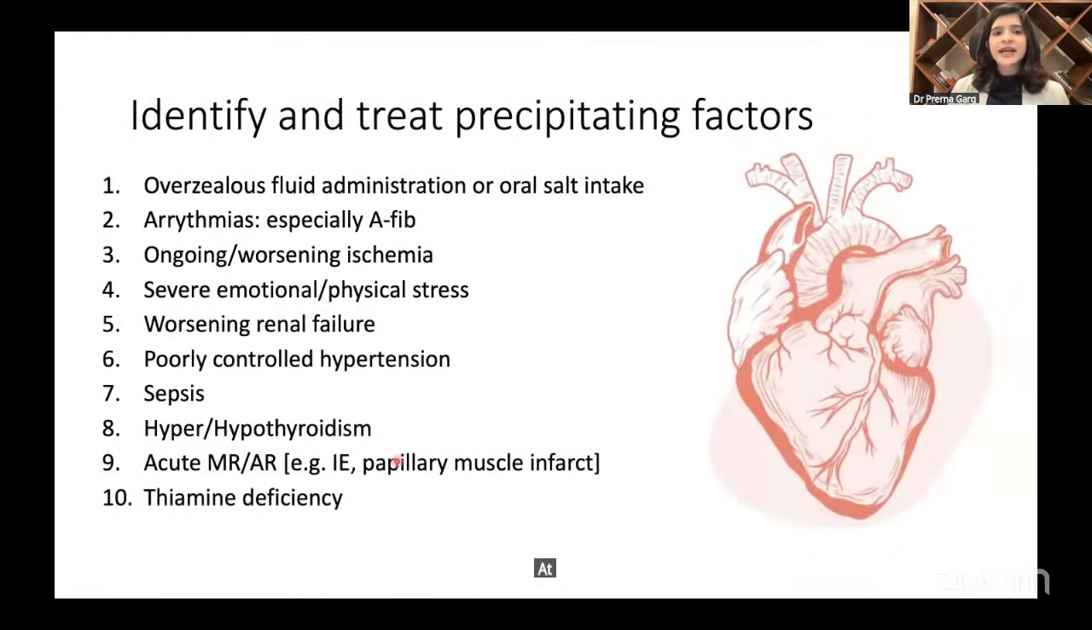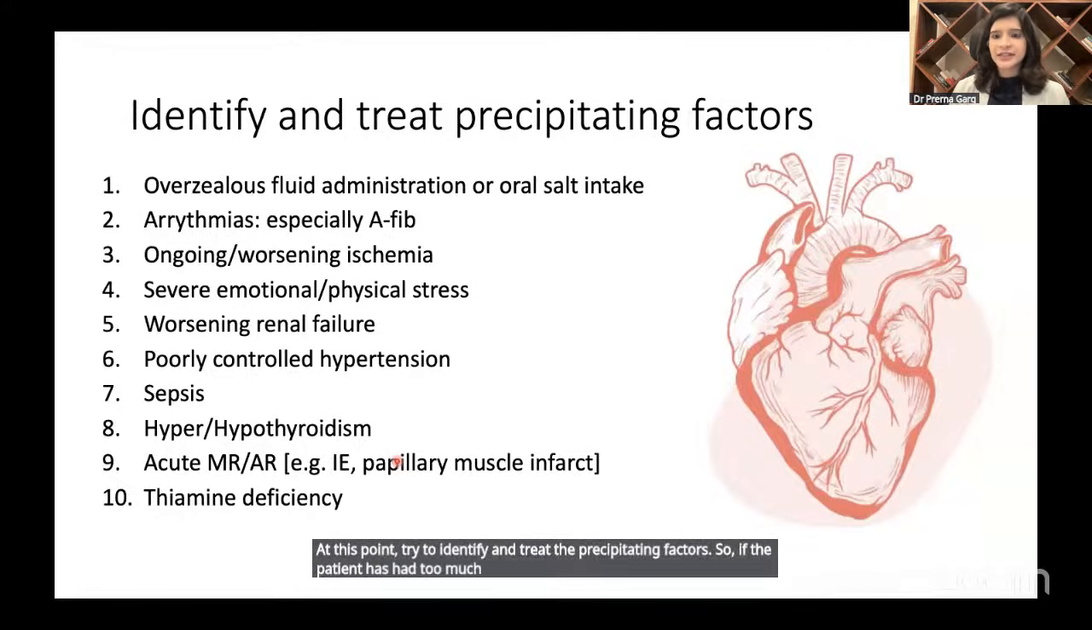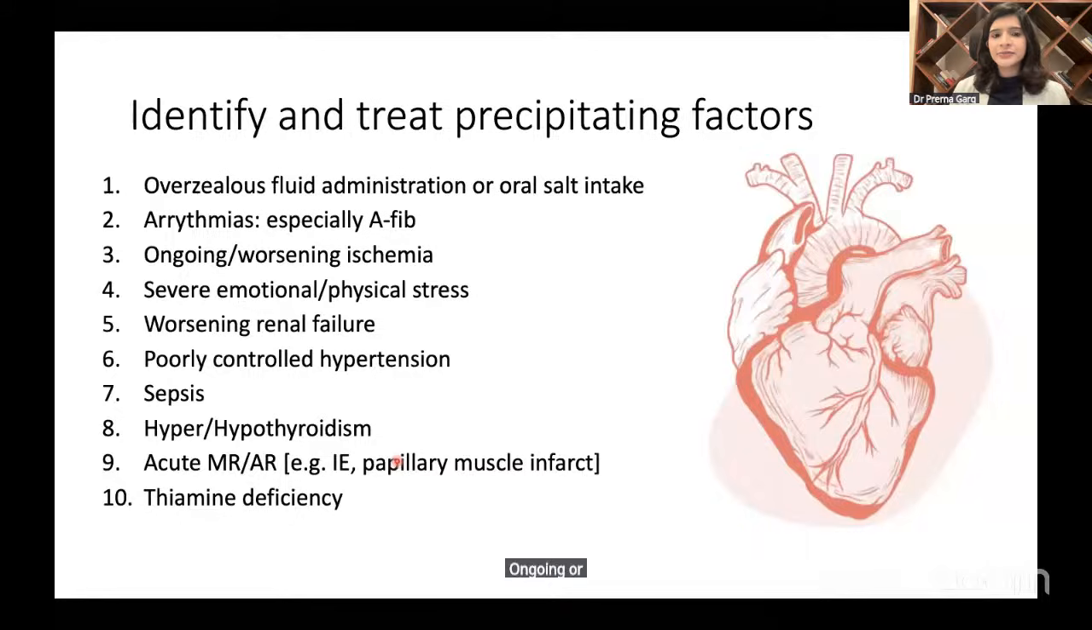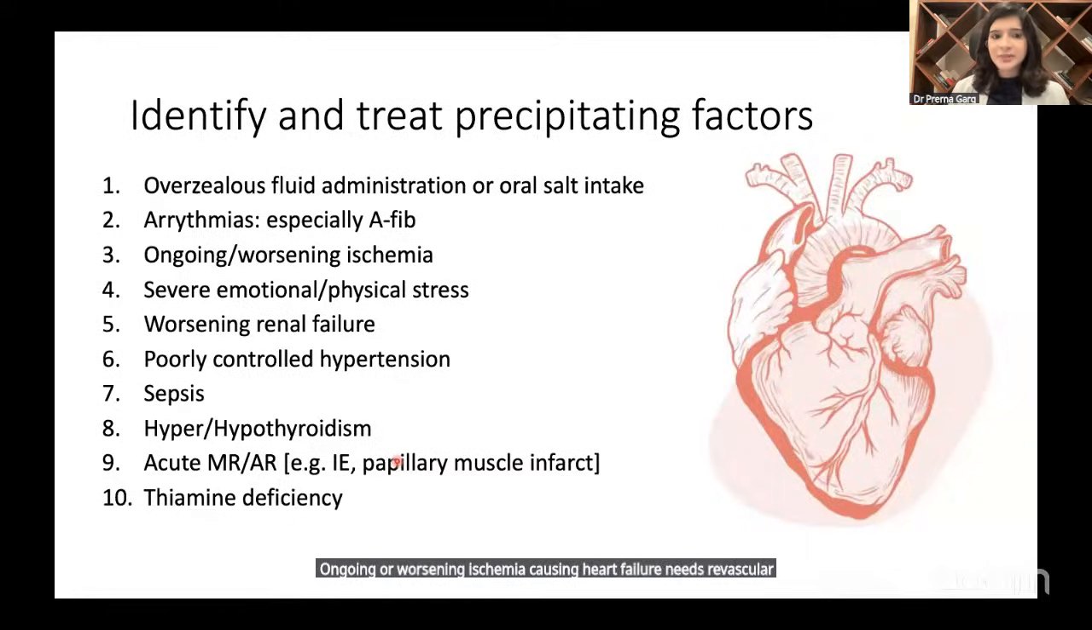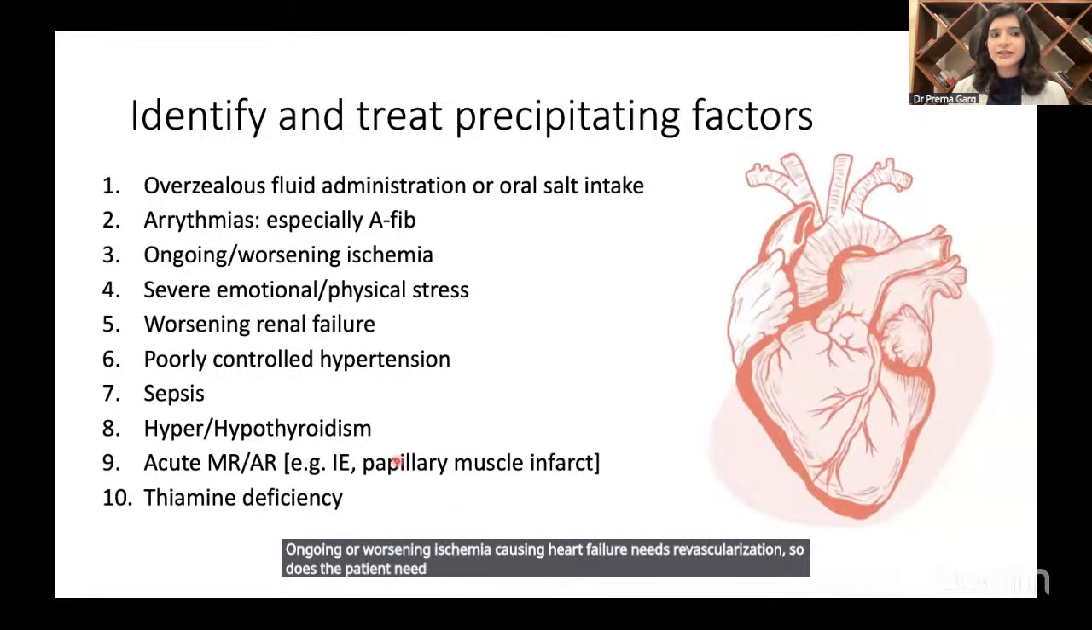At this point, try to identify and treat the precipitating factors. So if the patient has had too much fluid or salt intake, this patient will benefit from diuretics. If there is an arrhythmia like AF, the patient may benefit from DC cardioversion. Ongoing or worsening ischemia causing heart failure needs revascularization. So does the patient need to undergo stenting or CABG is a call that needs to be taken.